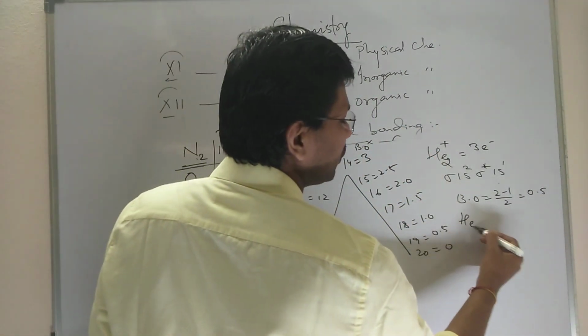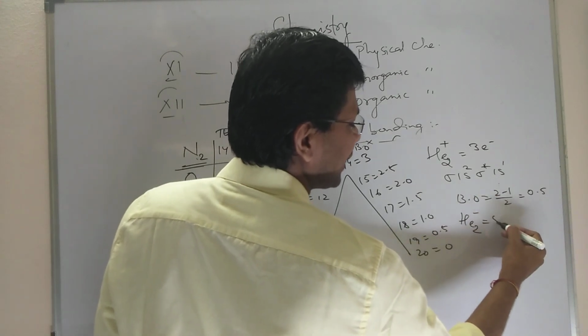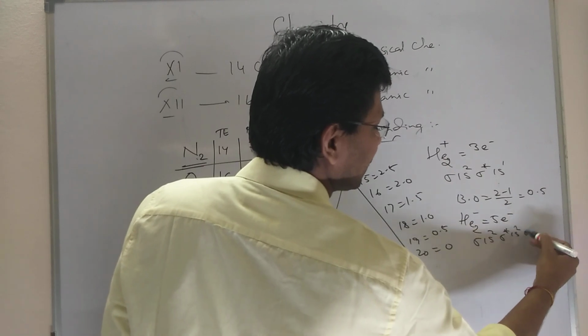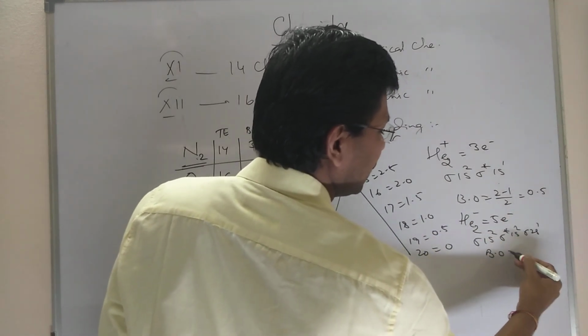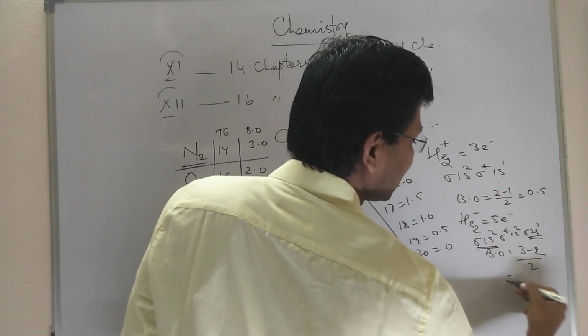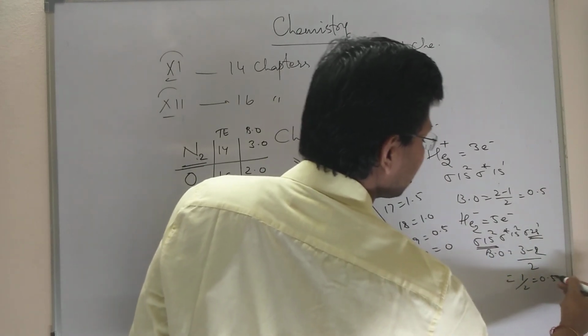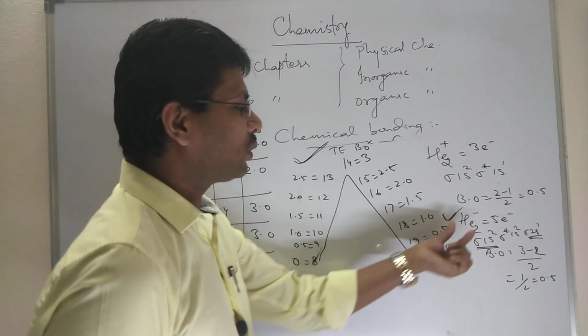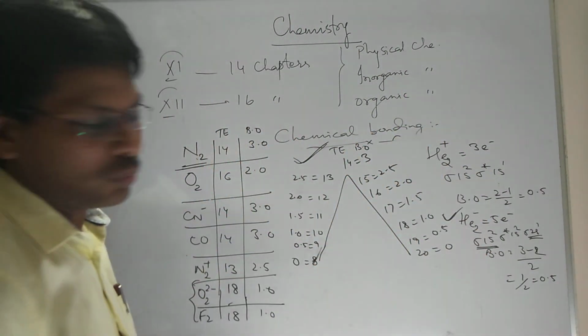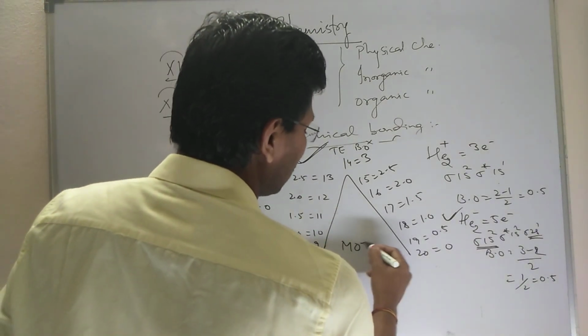Suppose we want to do He2 minus, that means it has 5 electrons. So it is sigma 1s2, sigma star 1s2, sigma 2s1. So the bond order is (3 minus 2) by 2, that is 1 by 2, that is 0.5. This species also exists. So He2 minus and He2 plus both exist, but He2 does not exist, which I have shown you. So keep in mind this molecular orbital theory.